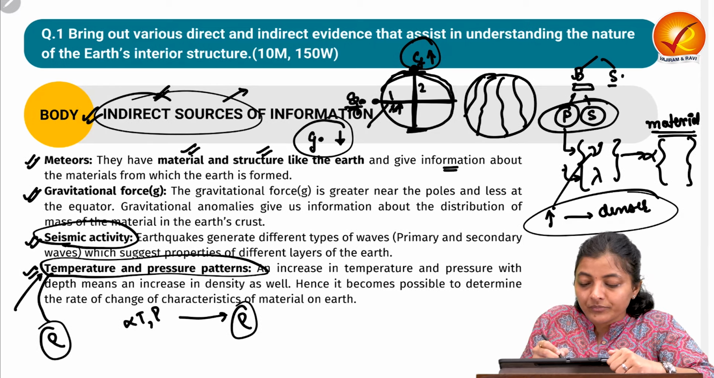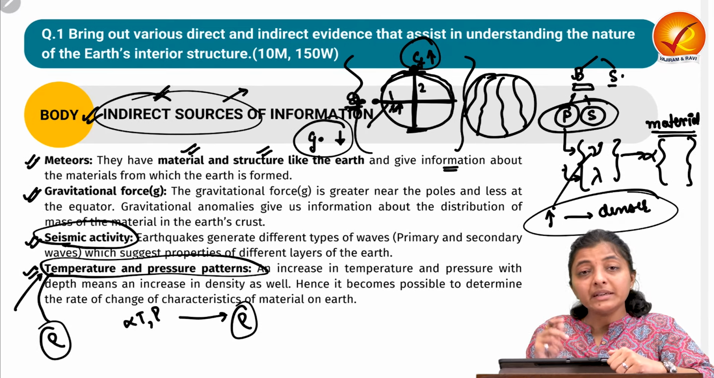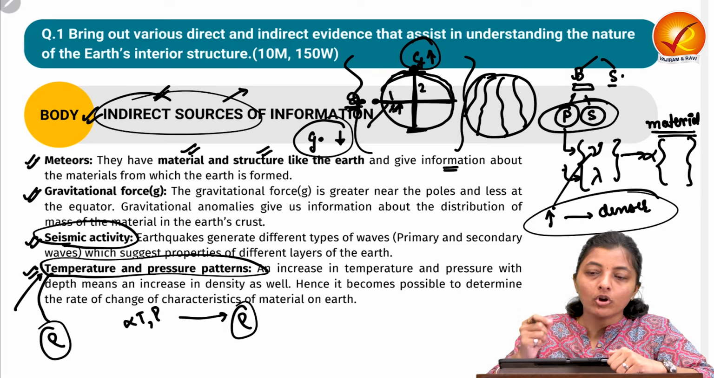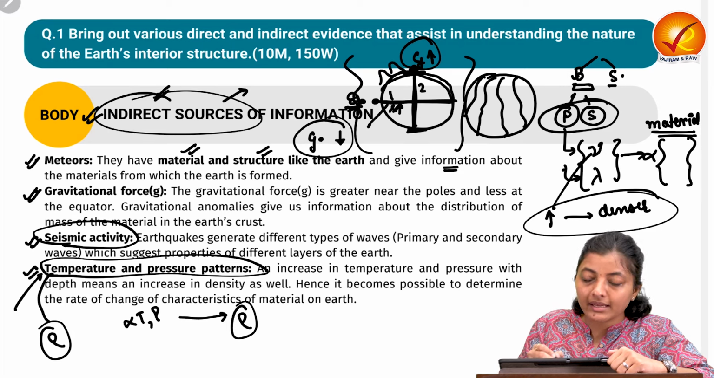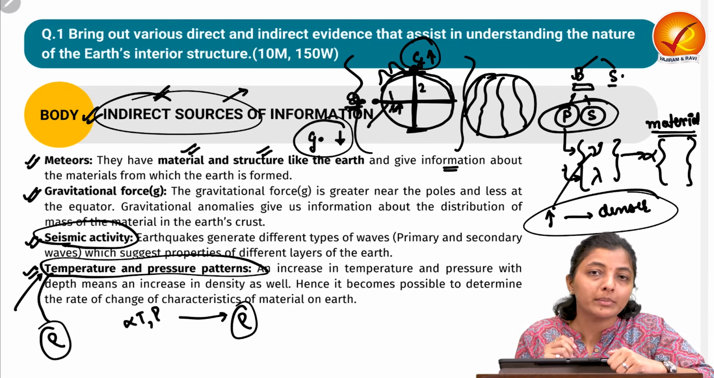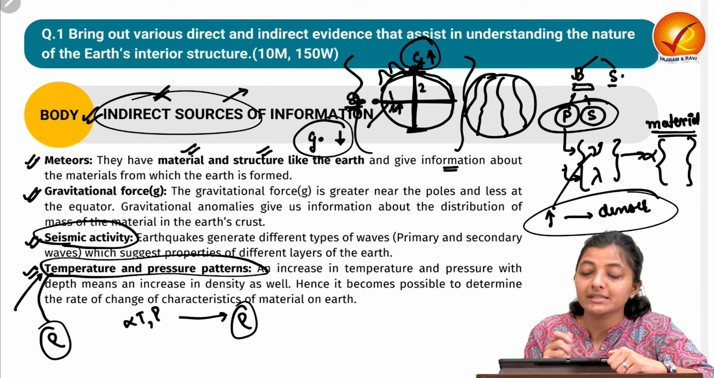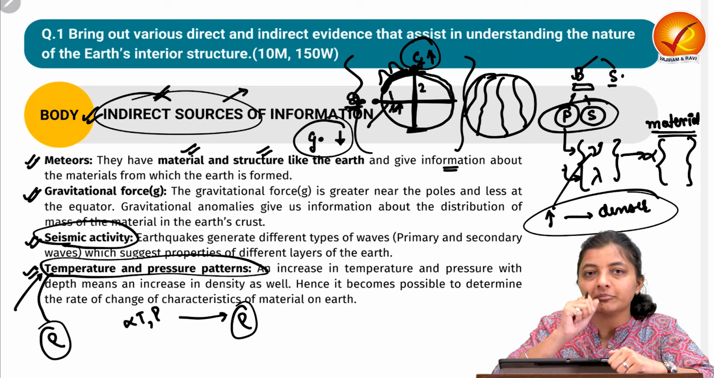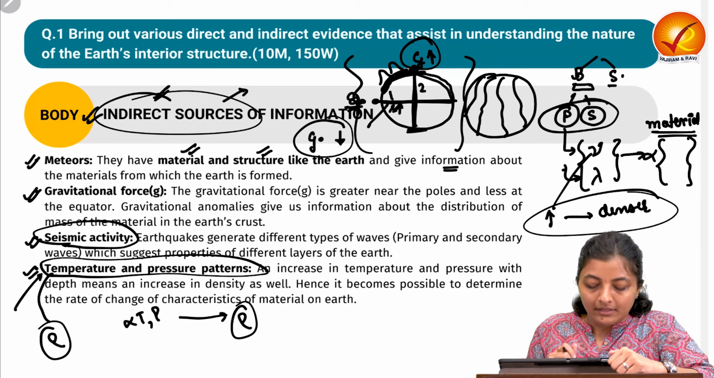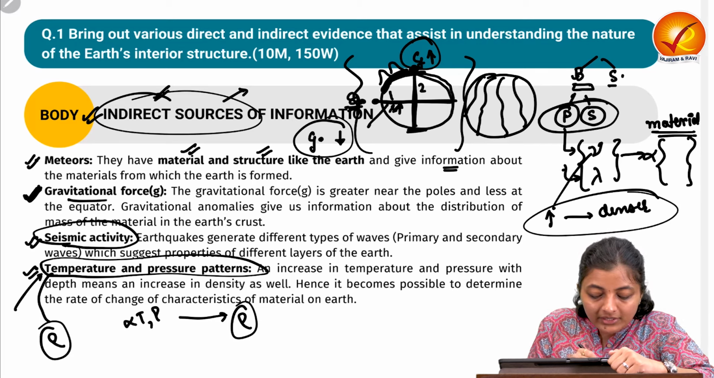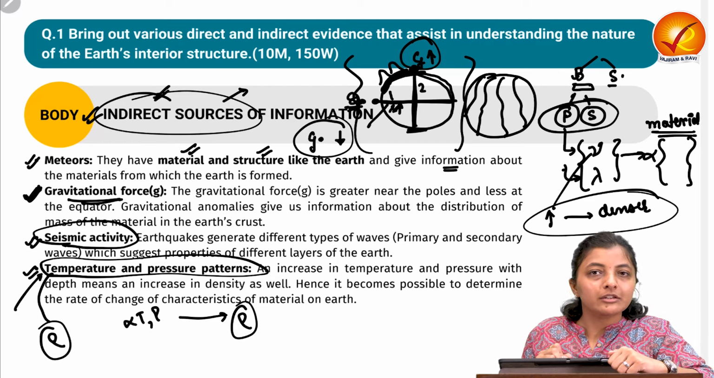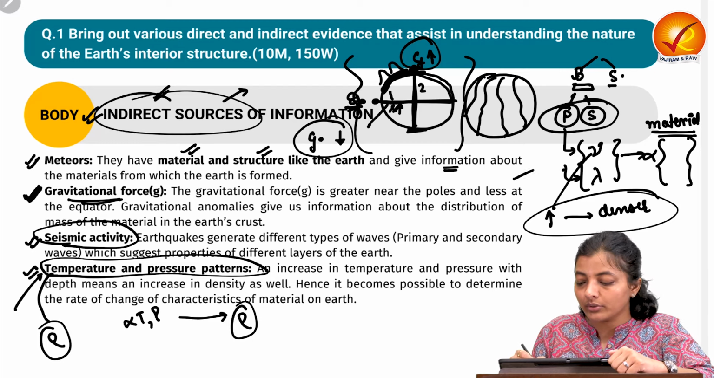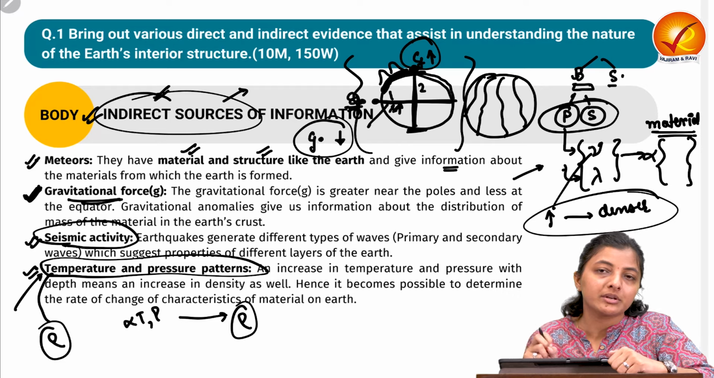But this is a general pattern. If there are gravitational anomalies in any area, we can get to know about the different materials present in the crust at that particular place, because the center of mass changes then. So through studying gravitational force, we also come to some information about the interior of Earth.